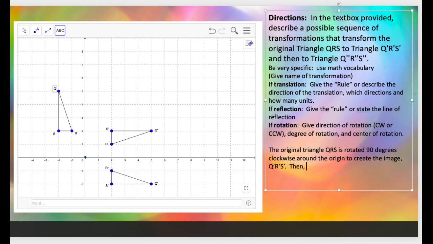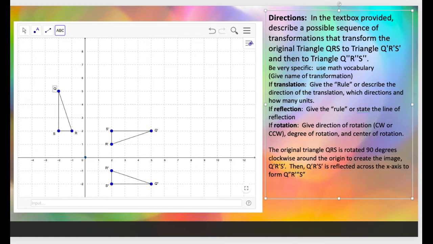Then Q prime, R prime, S prime is reflected across, or over, the x-axis to form triangle Q double prime, R double prime, S double prime.